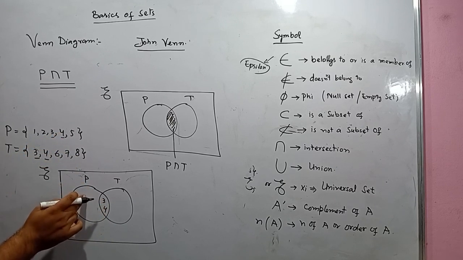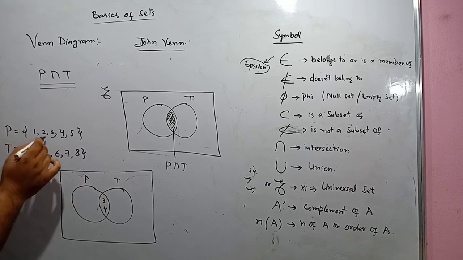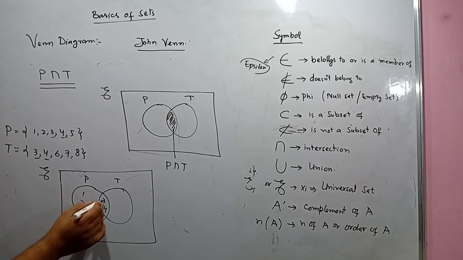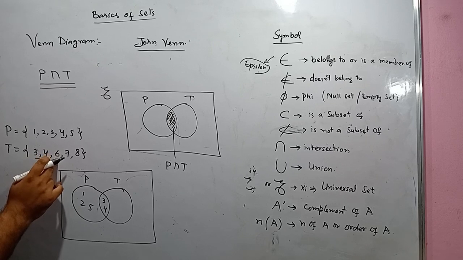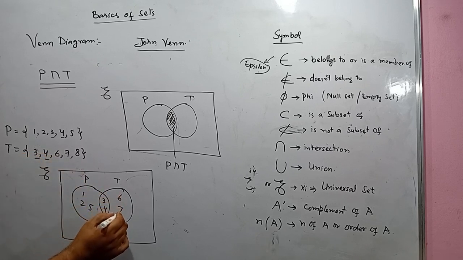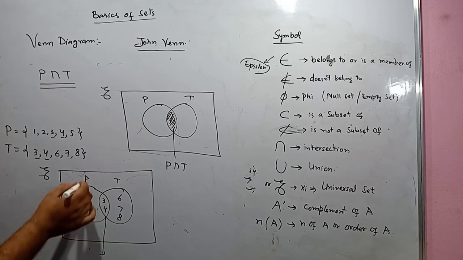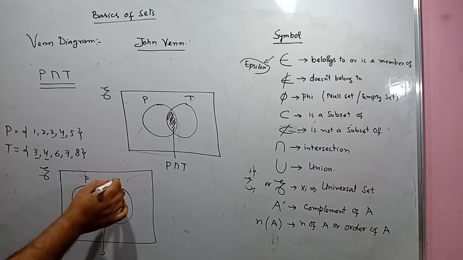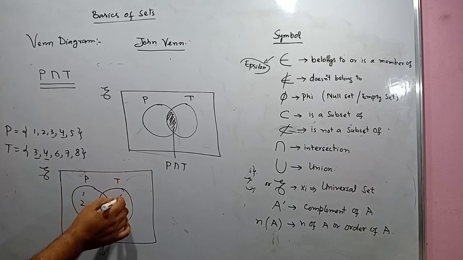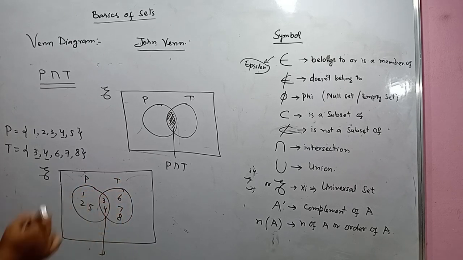Now I will write in the set P 1, 2, 5. In the set T I will write 6, 7, 8. So this is the intersection part, 3, 4. P intersection T is 3, 4. And in the set P there is 1, 2, 5. In the set T there is 6, 7, 8, and this is the intersection part.